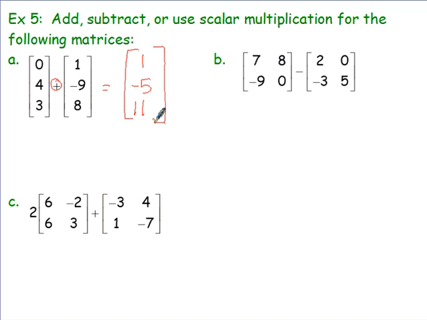Let's look at B. Are these the same size? Yes, they are. This is now subtraction. So let's be careful. 7 take away 2 is 5. 8 take away 0 is 8. Here's where we're going to have some mistakes. In your calculator, -9 minus -3. You should get, if you did it correctly, -6. And then also 0 take away 5 is -5.